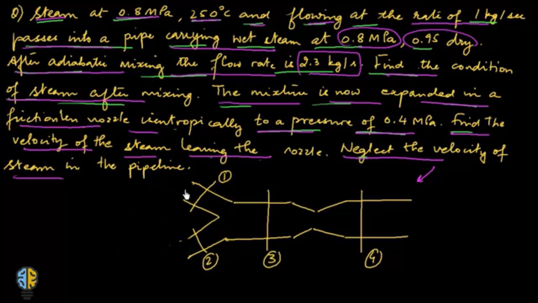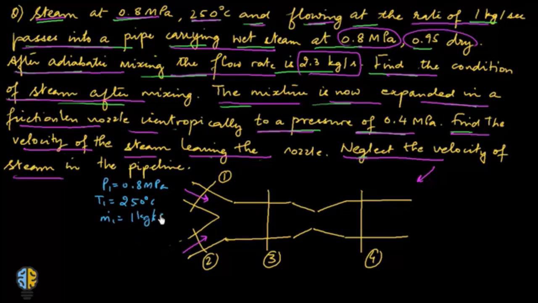So let us say you have steam entering from this section, that is section 1, and you have steam entering from section 2. Now the steam which is entering from section 1 has a pressure P1 which is equal to 0.8 MPa. It has a temperature T1 which is equal to 250 degrees Celsius. And the mass flow rate, m1 dot, is equal to 1 kg per second.